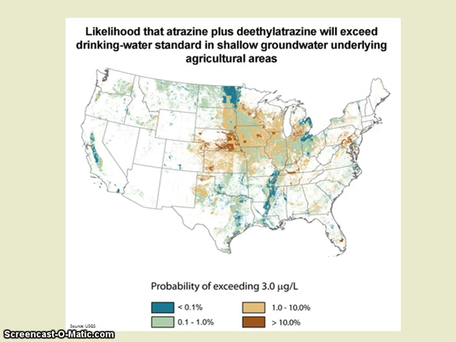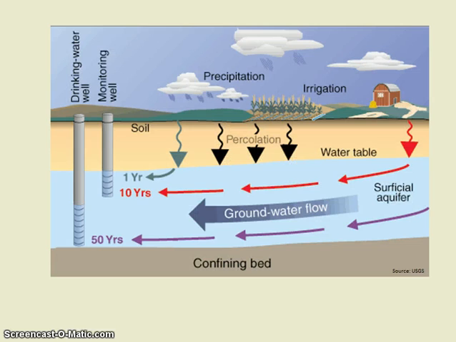This map shows the likelihood that atrazine will exceed drinking water standards set by the Environmental Protection Agency. D-ethylatrazine is a breakdown product of atrazine, and together they have increased toxicity, again with agricultural areas showing greatest probability. One thing to understand about these kinds of chemicals is that when they are applied to land, it can take time before they appear in well water, drinking water. As you can see, it could take many decades.